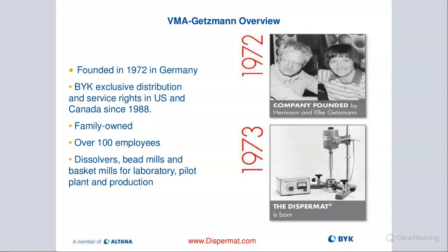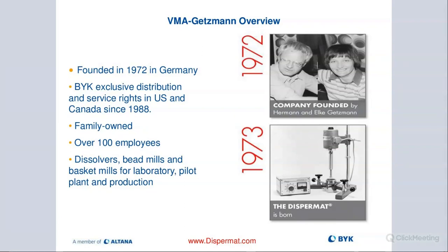So here you can see the timeline. VMA started in 1972, so about 50 years ago, and Herman and Elke Getzman are the founders of VMA. And Herman is still active in the business. He comes in 1 day per week just to ensure that the company still follows his design philosophy, and he wants to be kept up to date with all the new developments. So the business is actually still in the family's hands. It's run by the two sons, Christian and Martin Getzman.